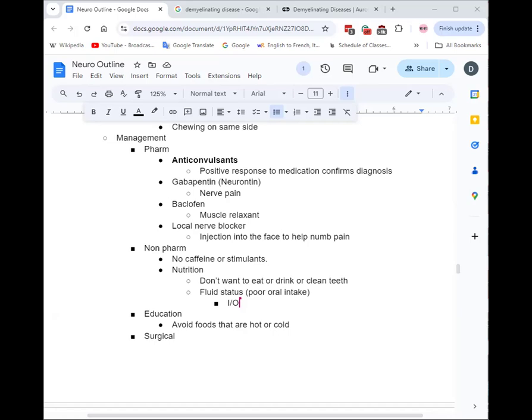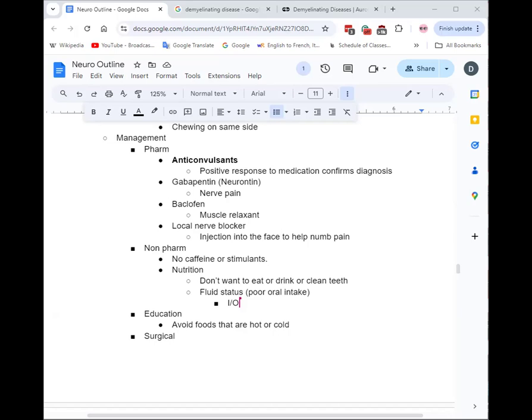Those are your main ones for non-pharmacological. So your fluid balance, they're not going to be able to put anything in their mouth. Oral care, they don't want to brush their teeth. They're going to have too much pain. So assess their teeth, their gums, inside of the mouth, look in there. And just avoid foods that are too hot or too cold. Don't want either end of the spectrum because that's a huge shock to the nerves, essentially.